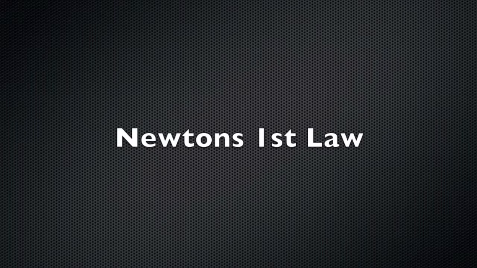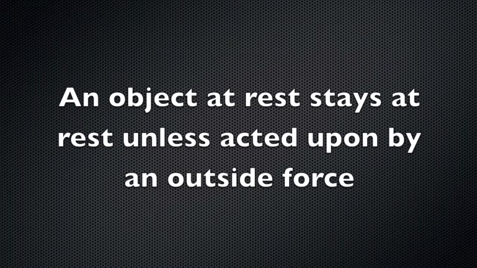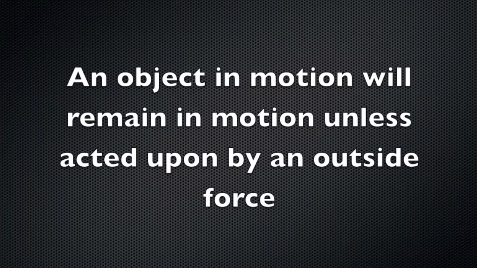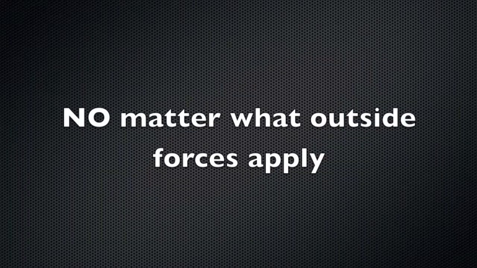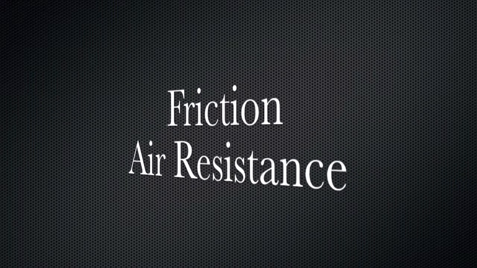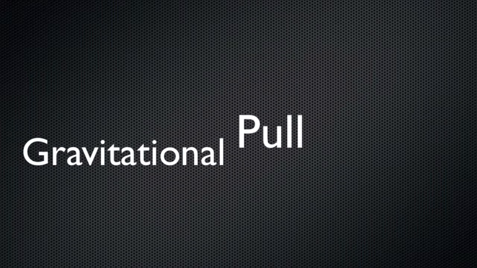Newton's first law is an object at rest stays at rest unless acted upon by an outside force. An object in motion will remain in motion unless acted upon by an outside force. So both objects, whether they're staying still or moving, will not continue that way, because they are always acted on by an outside force like friction, air resistance, or even gravitational pull.